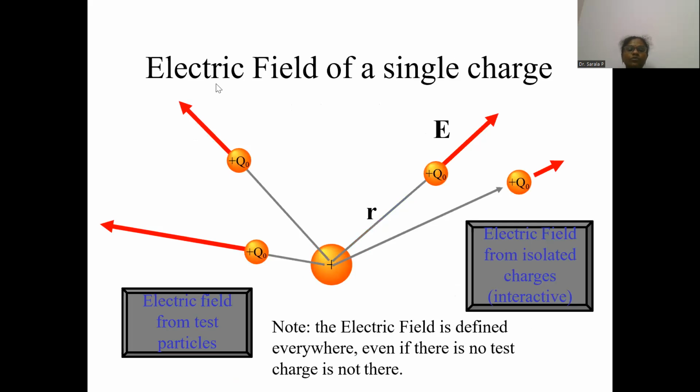Now let us go with the electric field of a single charge. Let us take this as a single charge. This is the test particle. Here there is Q naught, here Q naught, here Q naught, and here Q naught. So the electric field is acting along the direction of the other charges. The electric field is defined everywhere, even if there is no test charge there.